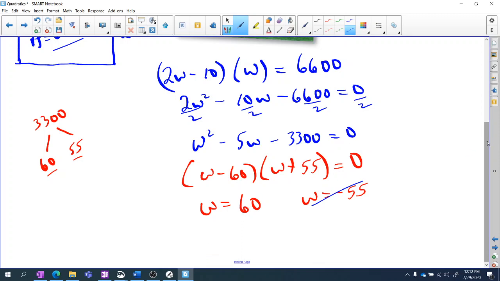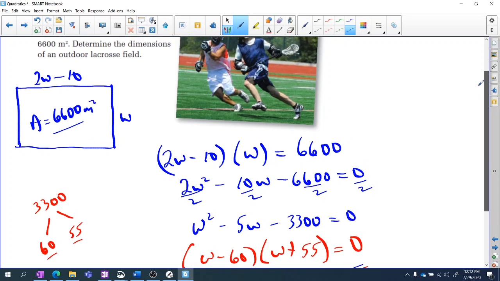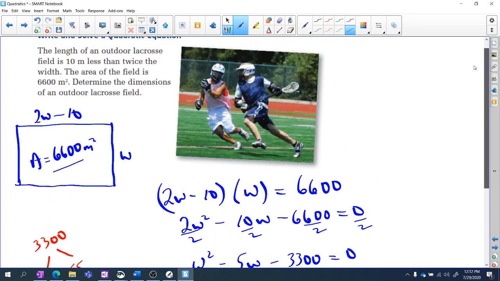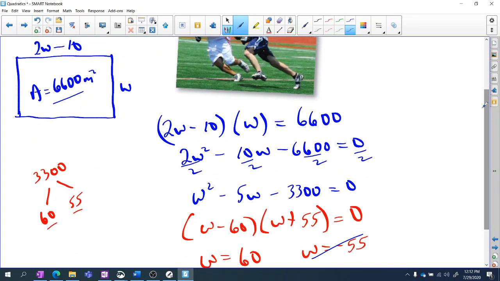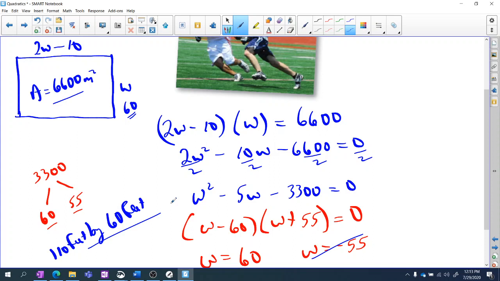Now, what did it ask us? What are the dimensions of an outdoor lacrosse field? So it's 60, right? So 60 would go here. And then 2 times 60 is 120. Take away 10 is 110. So the dimensions would be 110 feet by 60 feet. We just figured it out.